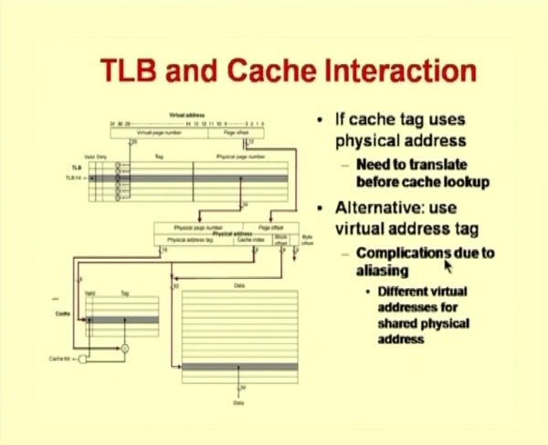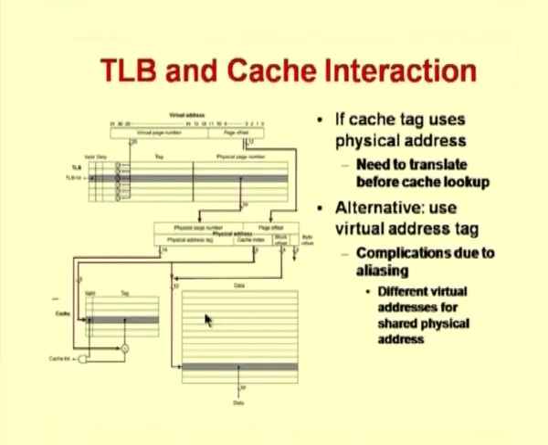Now another option that we could use, another alternative that we have is, instead of having the cache being addressed using physical addresses, you can also address the cache using virtual addresses. That is also another possibility. So, that is, you use a virtual address tag for the cache and check the cache using the virtual address tag itself. But there can be some complications that can arise here, which is that you can have different virtual addresses for the same physical, for a shared physical address. So, there are certain complications that come up in this case, but you need to be aware of this kind of a complication that can occur when you use this.